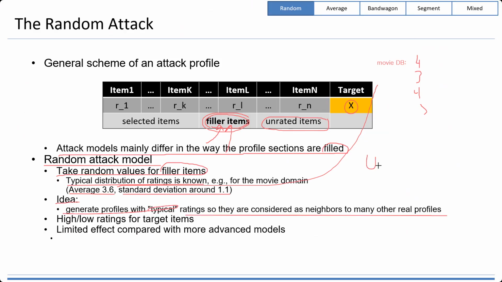So if I'm new user 1, for the filler items I can give 3. And then user 2, for the filler items, I create 4 and so on. This will make them neighbors to many other real profiles. And it depends on whether you want to create a push attack or a nuke attack. What is push? Push means give higher ratings. Nuke means give low ratings. So it depends on what you want to do with the attack. The random attack has limited effect compared with more advanced models; usually it is just a very small effect.